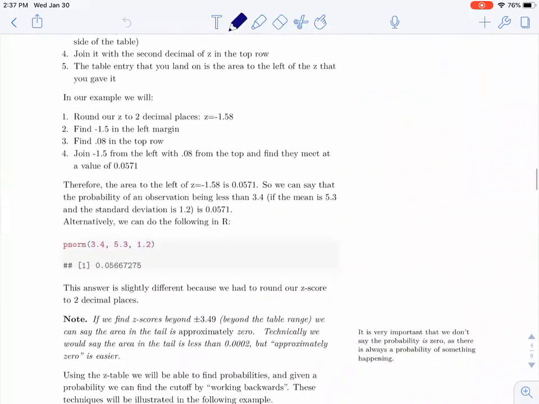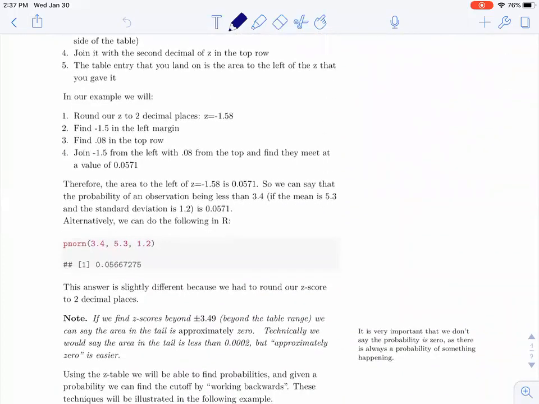Or if you want to kick it up a notch, use the norm command in R, and it takes the X value, the mean, and the standard deviation. Notice that this value is a little bit different. We had 0.0571, here we get 0.056677275. It looks more precise, and it is, because we had to round our Z score to 2 decimal places, whereas R is able to keep all those decimal places.